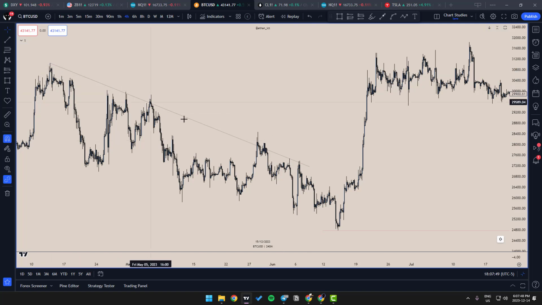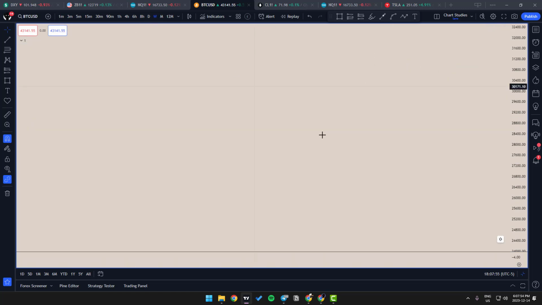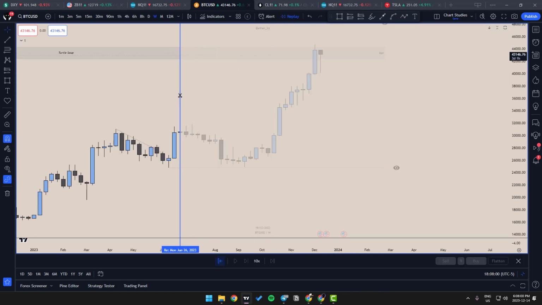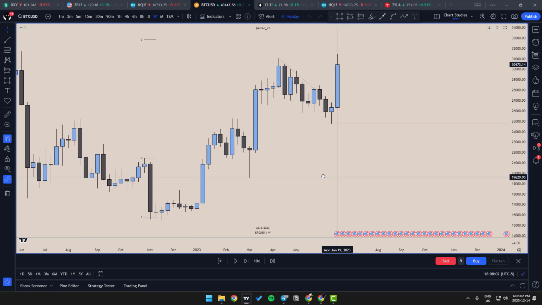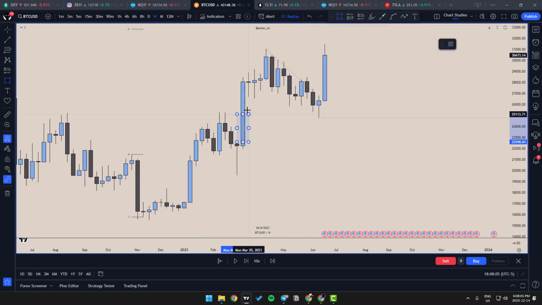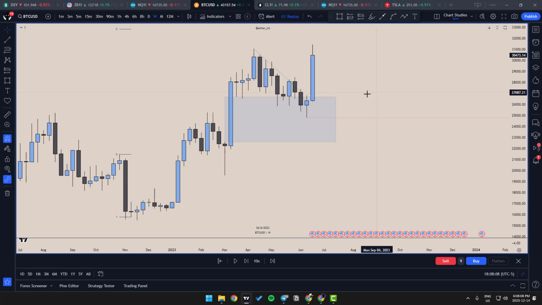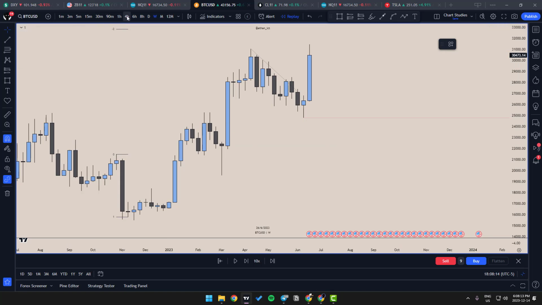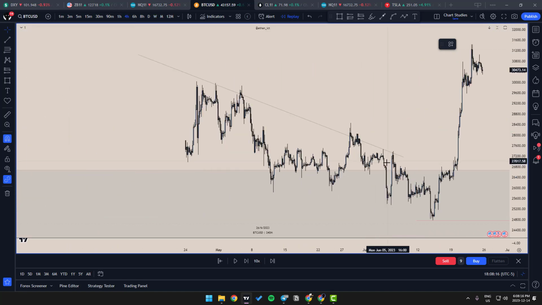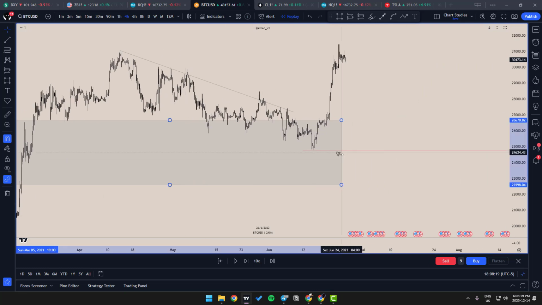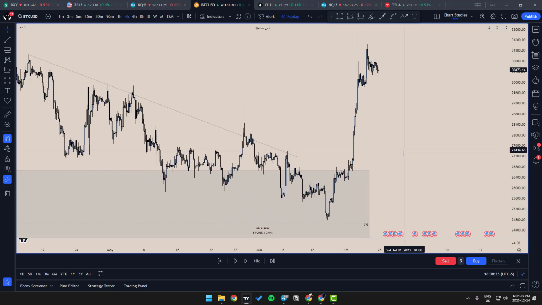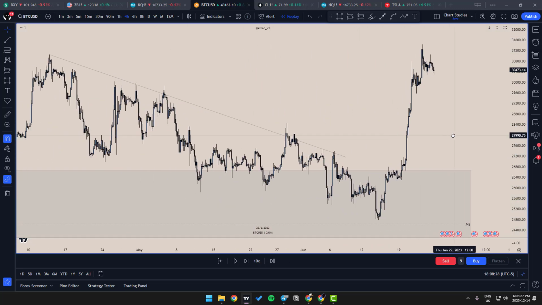So all of this trend line liquidity, right? Market maker buy model. Why? Because on the higher time frame, we were in internal range liquidity, right? So that's that weekly fair value gap we tapped into.